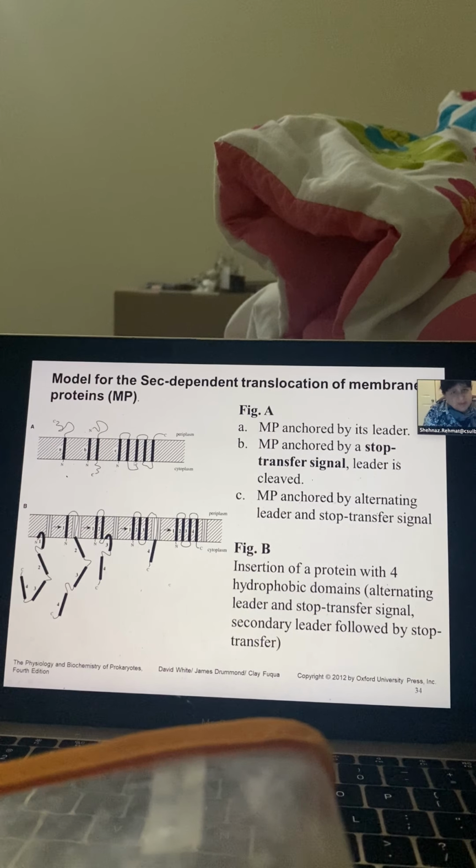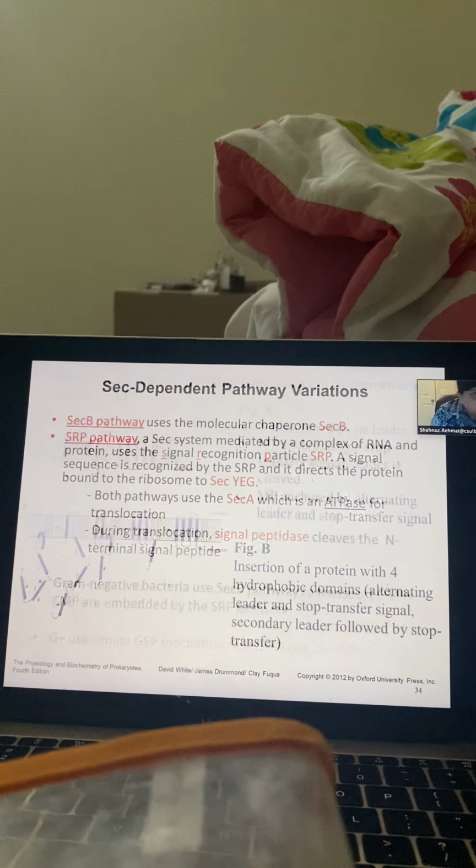mechanism where there is the leader again, and the leader allowing. So here is the periplasm, and here's the cytoplasm, and the membrane protein being embedded into the cell, into the membrane as such. Okay, so these are some models for other membrane proteins.